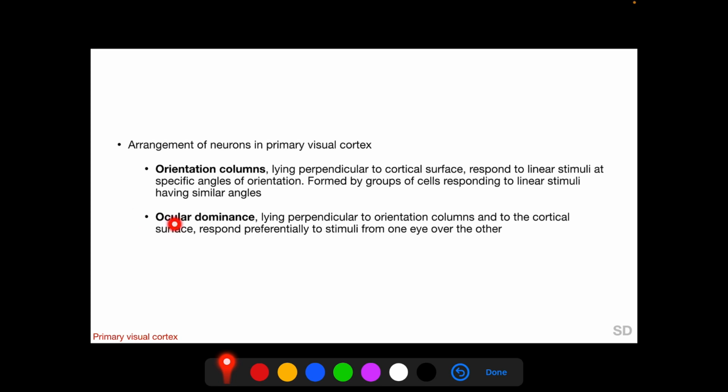The ocular dominance columns lie perpendicular to both the cortical surface as well as the orientation columns and respond preferentially to stimuli from either one eye or the other. So in one ocular dominance column, all the cells respond to stimuli from only one eye.